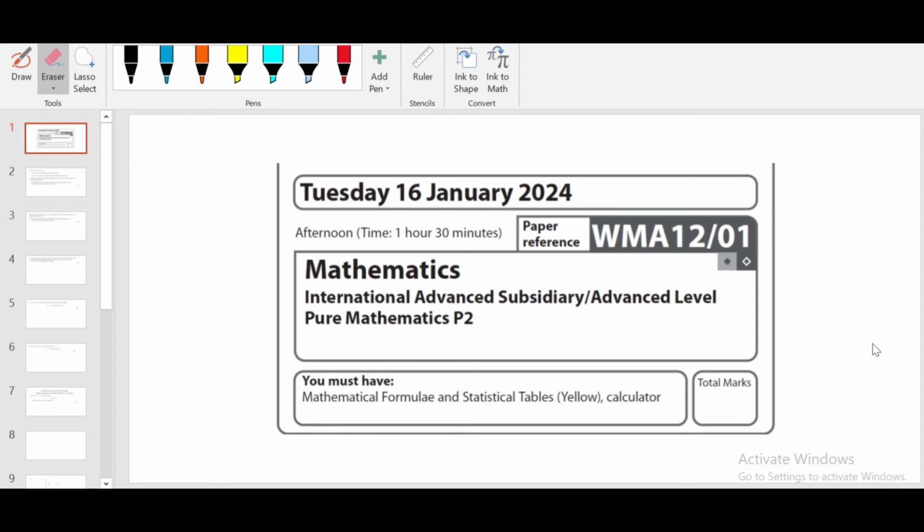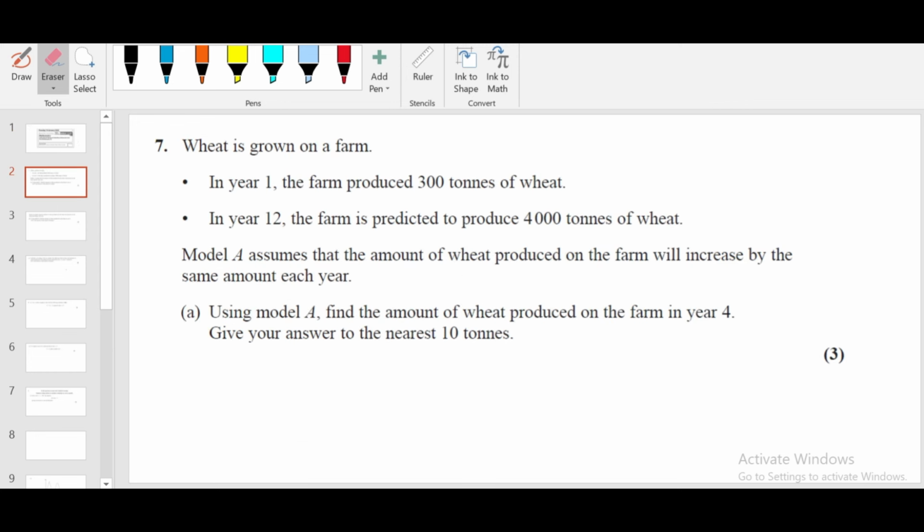Here we are solving Pure Math 2 January 2024 paper. In the previous video we solved from question number 1 to 6. Here we will start from question number 7. This question number 7 is from chapter 5, Sequences and Series.